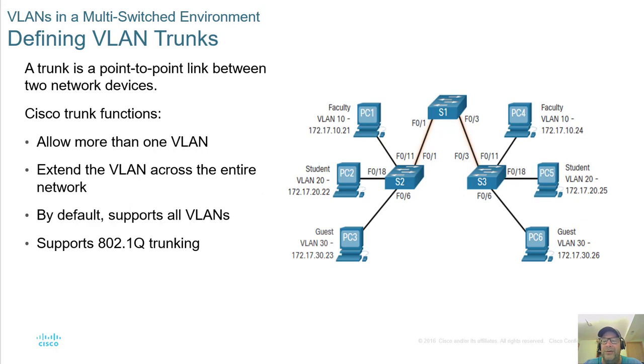Now, those should be exclusive from the messages that are sent by PC2, which is in the student VLAN, VLAN 20. VLAN 20's PC2 is going to want to send information over here to PC5, which is a student VLAN on switch 3, and the same thing is true of the guest network of VLAN 30. PC3 is going to want to send information to PC6, and those broadcasts should be exclusive and only seen by the other devices in the same VLANs. So we have a couple of options.